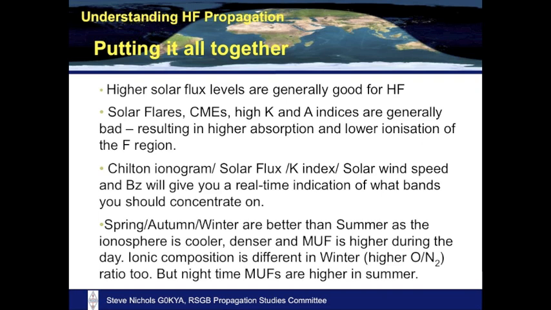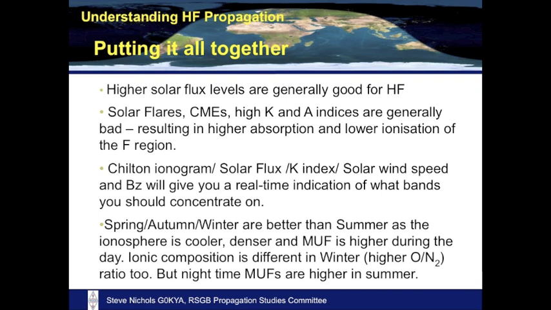So if you want a real-time indication of what bands you should be concentrating on, then Solar Ham will give you the solar flux indices, the K index, the solar wind speed, and the direction of the interplanetary magnetic field, the BZ, which will give you a real-time indication of what bands you might want to concentrate on.